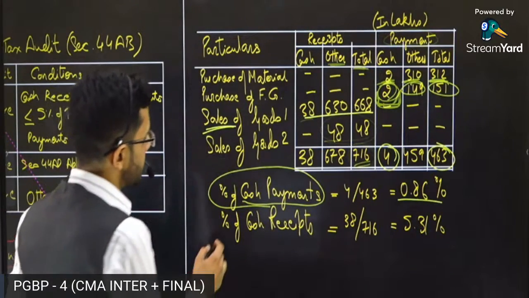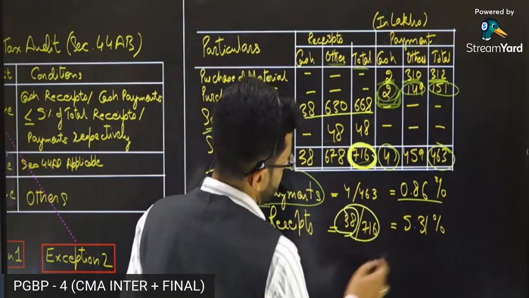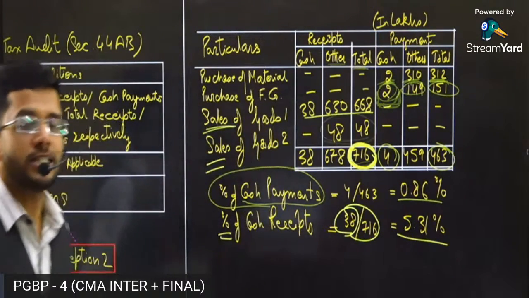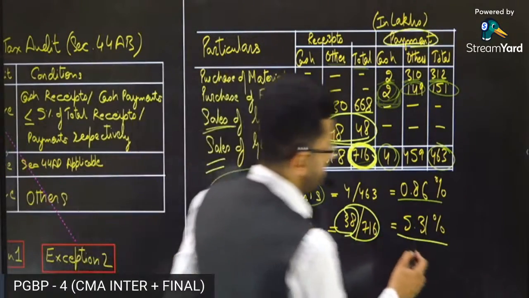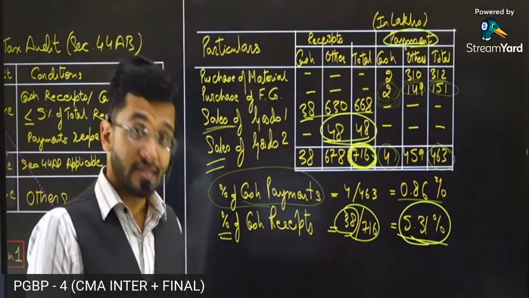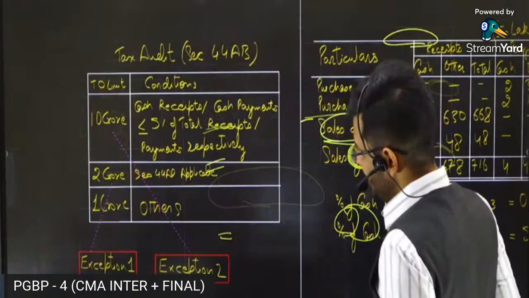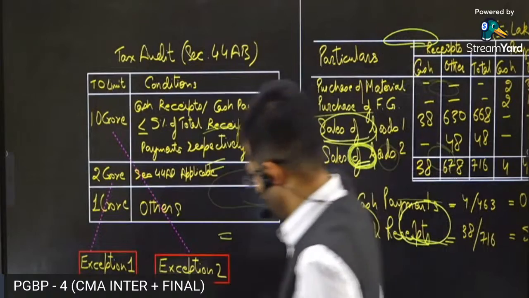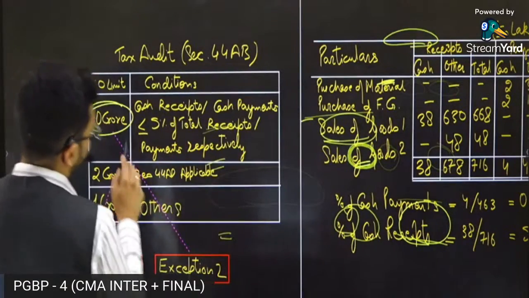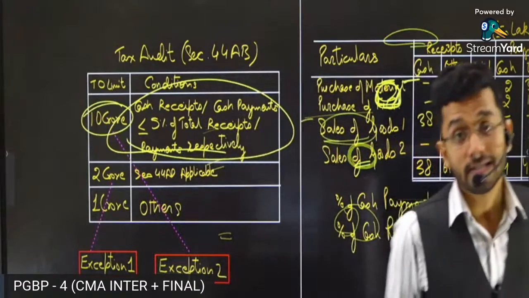Now let's see the percentage of cash receipts. It's 38 divided by 716. It's more than 5% of the total receipts. So guys, when it is more than 5% of the receipts, then the 10 crore limit is not applicable, because for applying the 10 crore limit, the condition is that your total cash receipts and payments should be less than 5% of the total receipts or payments.